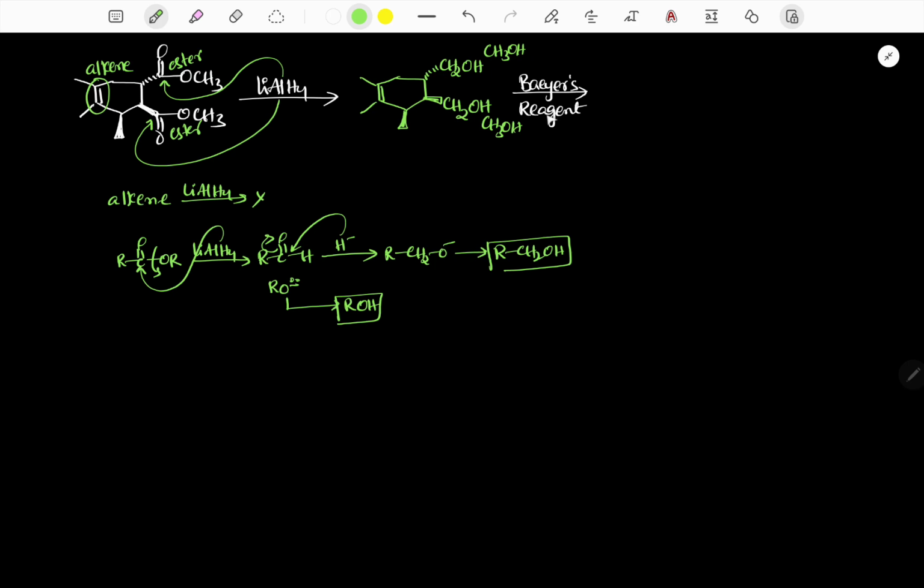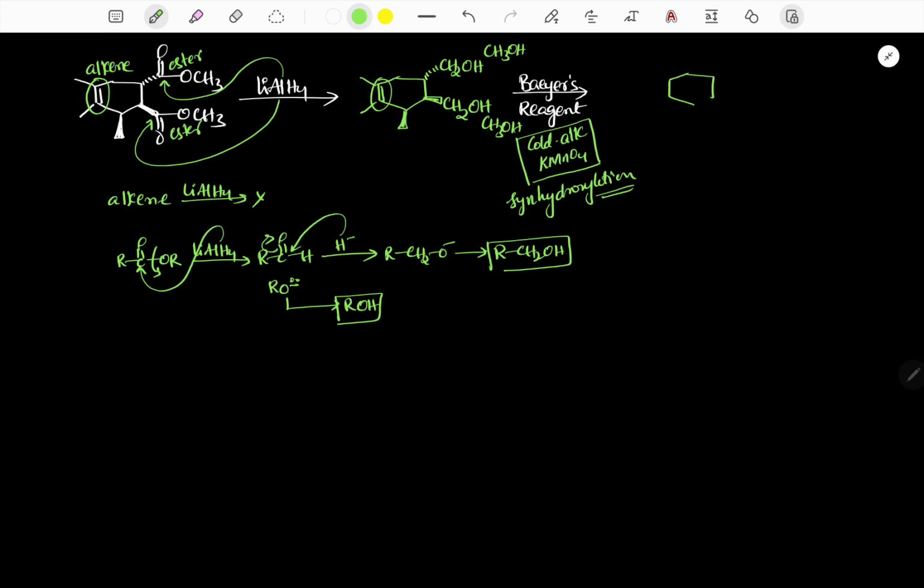Now it is treated with Baeyer's reagent. Baeyer's reagent is cold alkaline KMnO4. Cold alkaline KMnO4 is Baeyer's reagent. So when we add Baeyer's reagent, the alcohol does not react, but the alkene reacts. This reaction is syn hydroxylation.